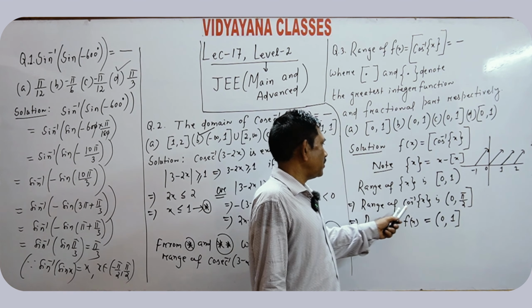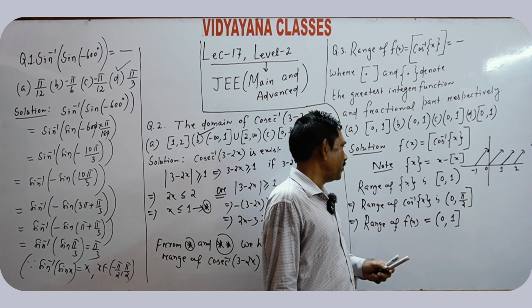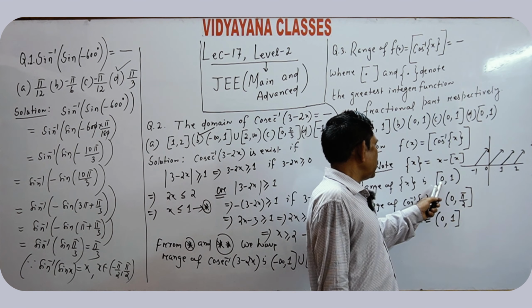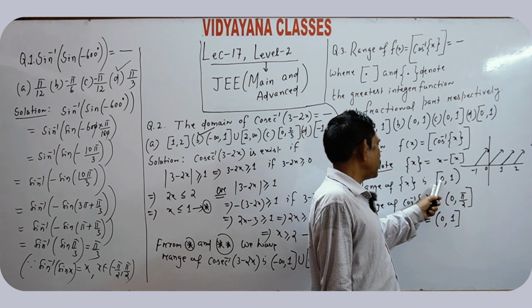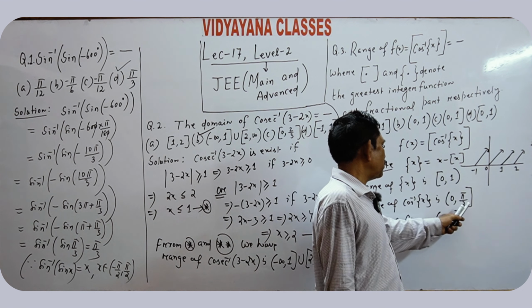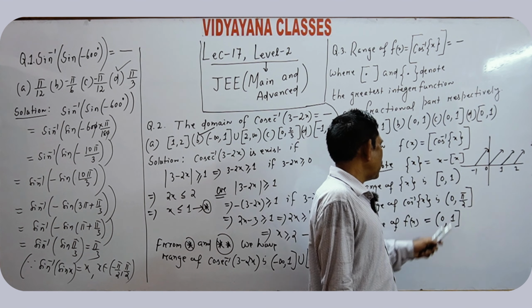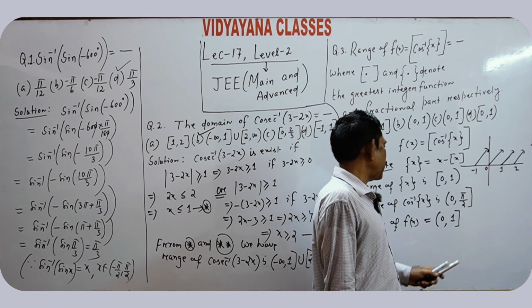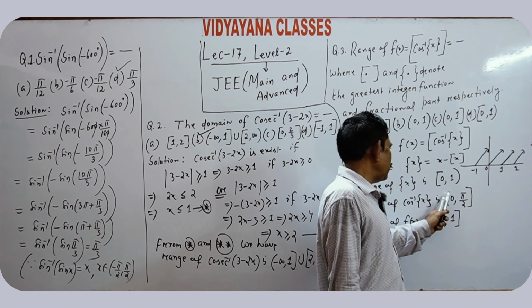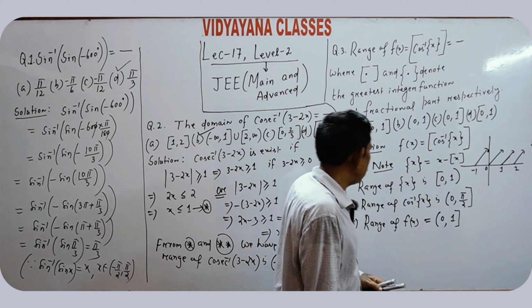The range of cos inverse of the fractional part of x: cos inverse 0 is pi by 2. At 0 it is closed, so it is a closed bracket. At 1 it is an open bracket. Cos inverse 1 is 0, open bracket 0.